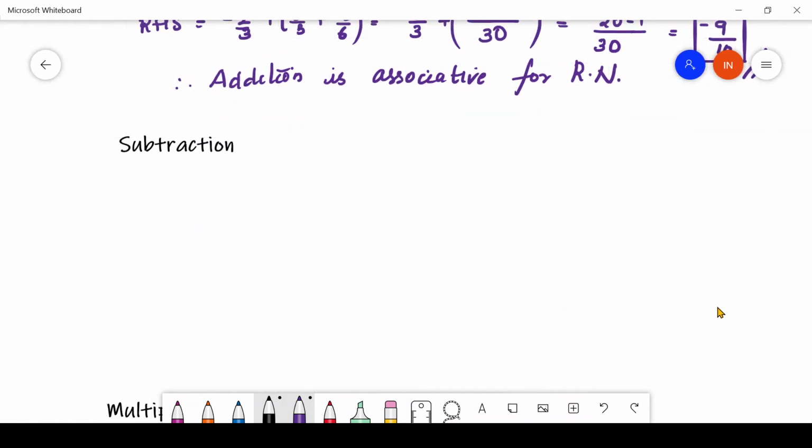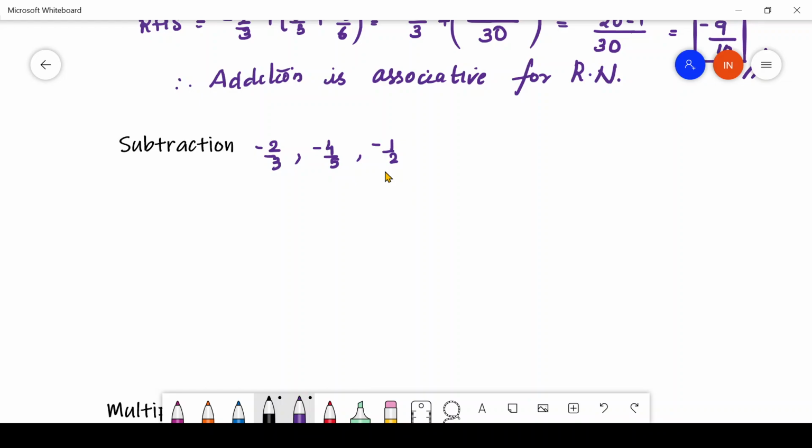So subtraction, let us see whether it is associative or not. In this case, same we have done. We can take three numbers, and wherever we have done the addition operation, we are doing here the subtraction. So I'm taking three numbers, negative 2 by 3, negative 4 by 5, and negative 1 by 2. And let us see whether this is satisfying or not.